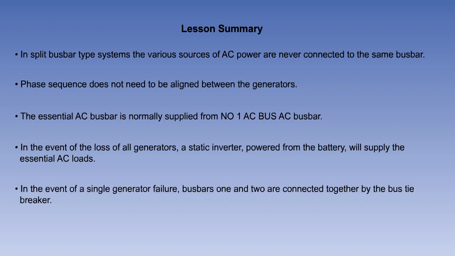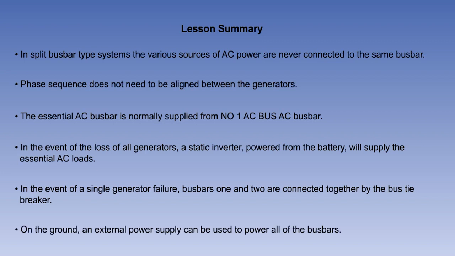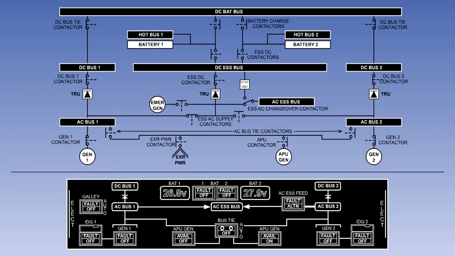In the event of a single generator failure, busbars 1 and 2 are connected together by the bus tie breaker. On the ground, an external power supply can be used to power all of the busbars. When you are happy with these points, continue to review the Airbus system circuit diagram. Here is the Airbus system in its normal in-flight configuration. Spend a few moments making sure you are familiar with it before you finish the lesson.